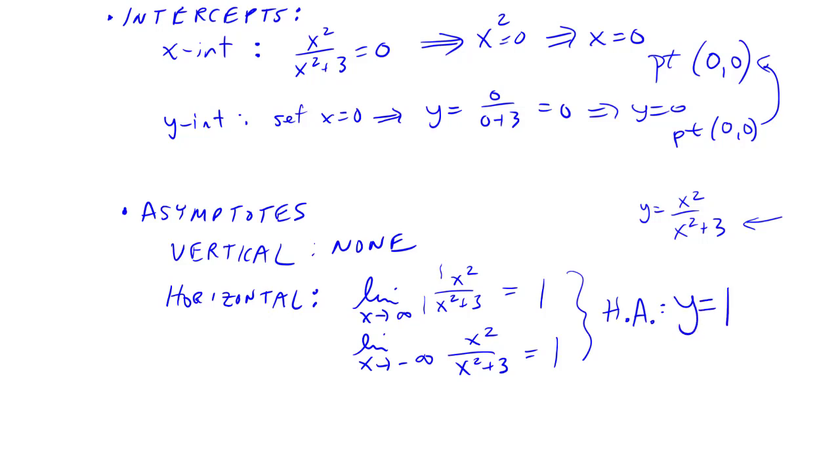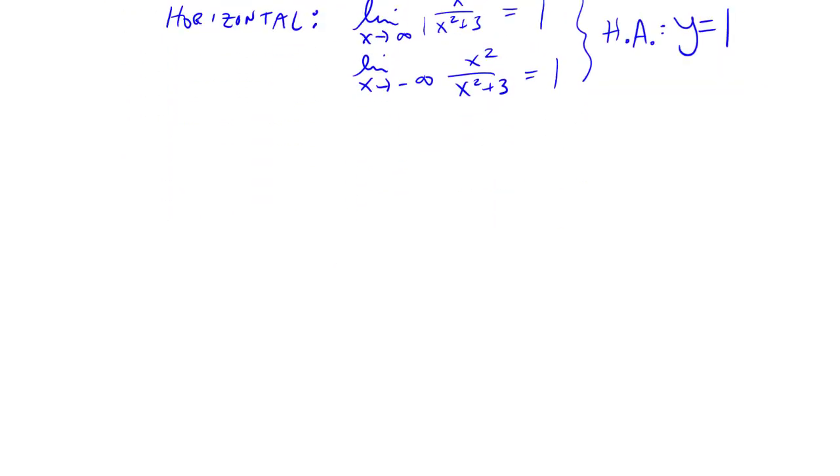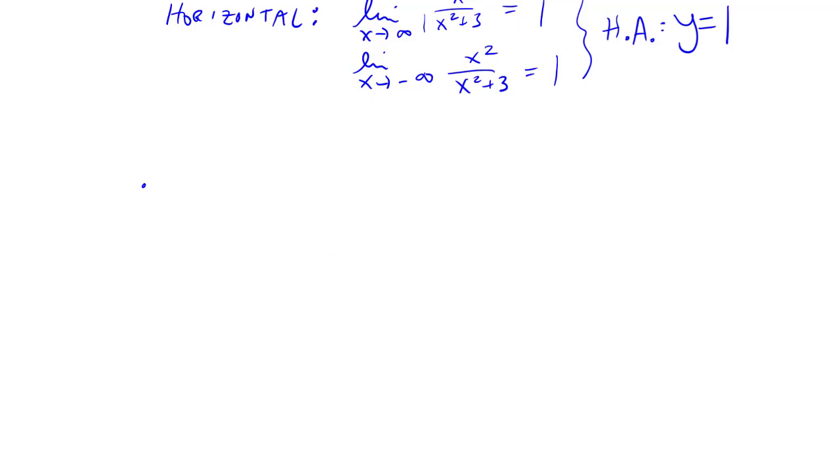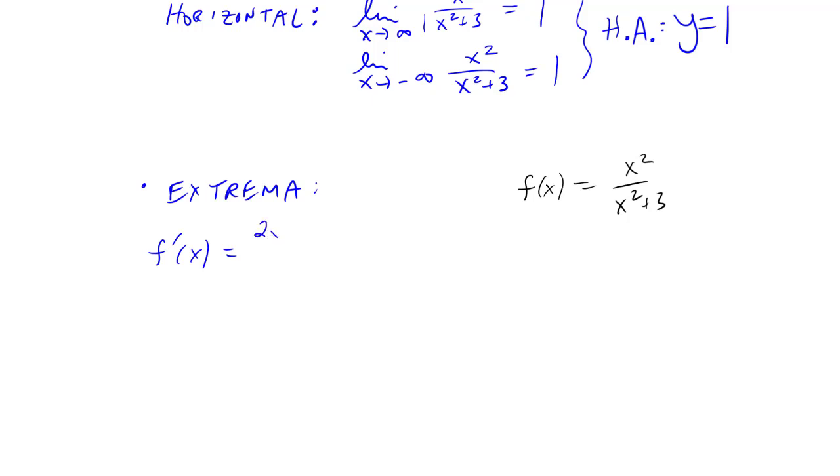Okay. So now we want to start talking about extrema. So that's going to involve the first derivative. So again, let me just put our function here again so I don't have to go up and look at it. All right, that's the function. So if I want to take my first derivative, this is a quotient rule situation. So derivative of the top, 2x, times the bottom, x squared plus 3, minus the top, x squared, times the derivative of the bottom, 2x, all over the bottom, squared.